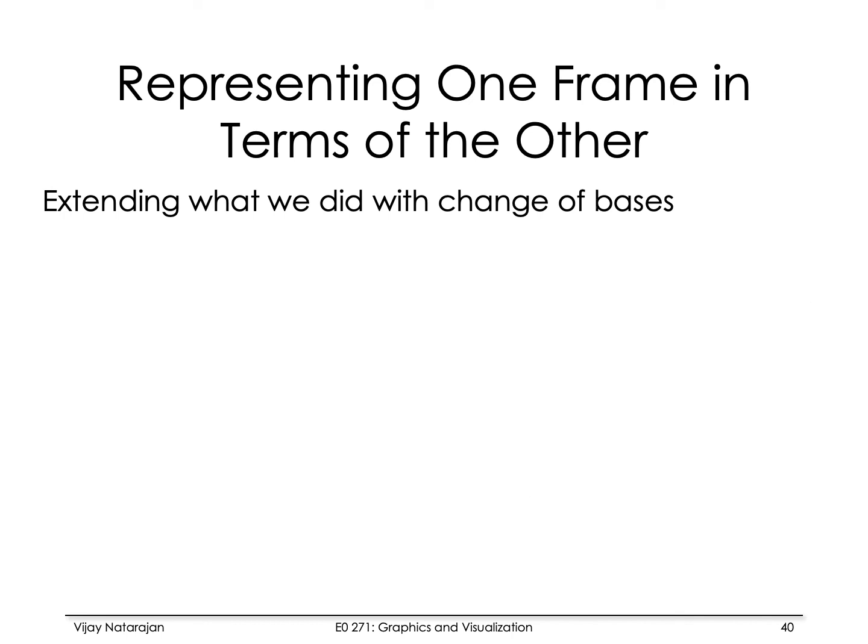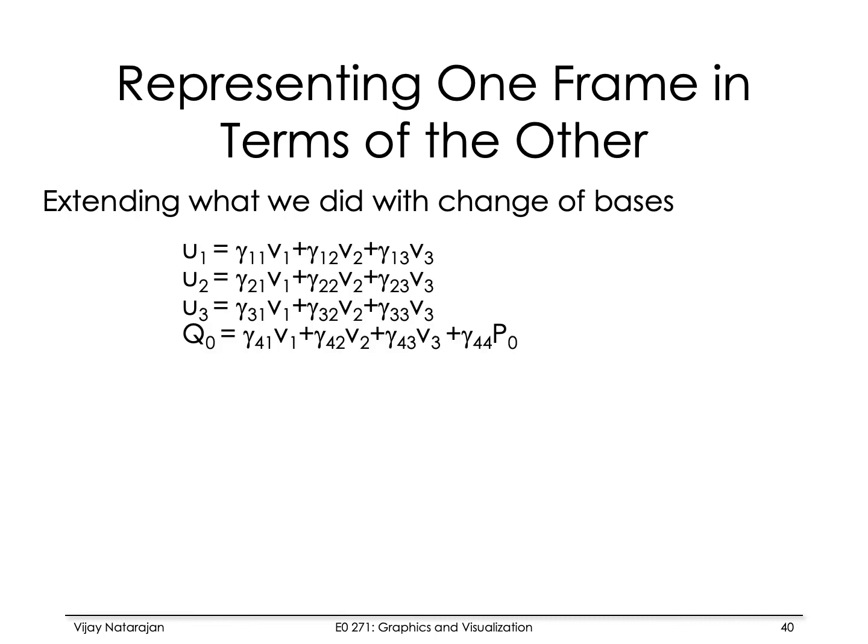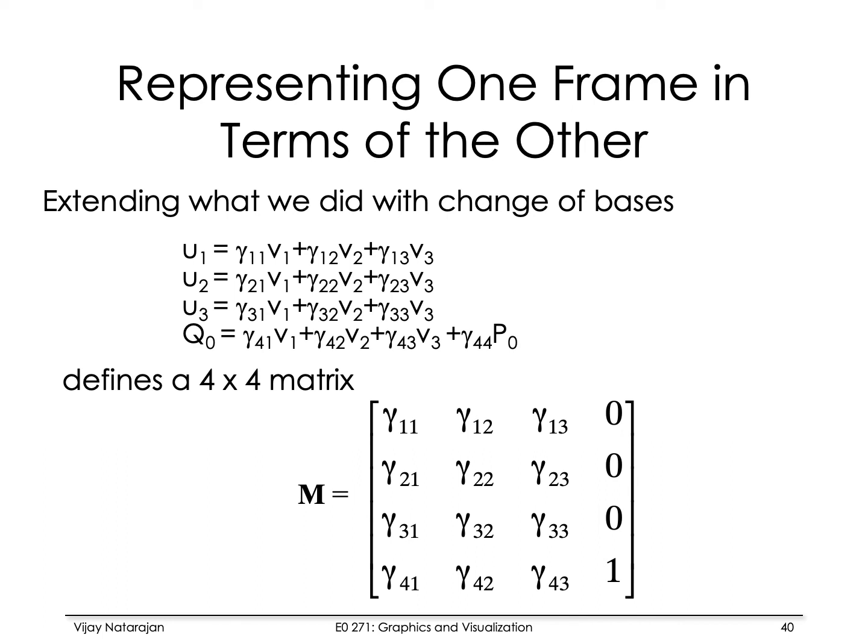Just repeating what we did earlier for coordinate systems, let's write down this expression in the form of a matrix. The U sub i's can be written in terms of the basis V sub i's. Of course, Q sub 0 is a point. It can be written as P sub 0 together with a linear combination of the basis vectors V sub i. This can be written more compactly in the form of a matrix. All I'm doing here is pulling together all these coefficients in the form of a matrix.